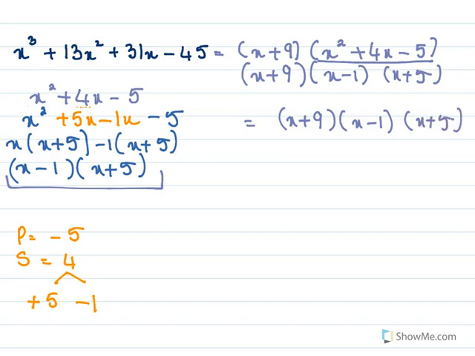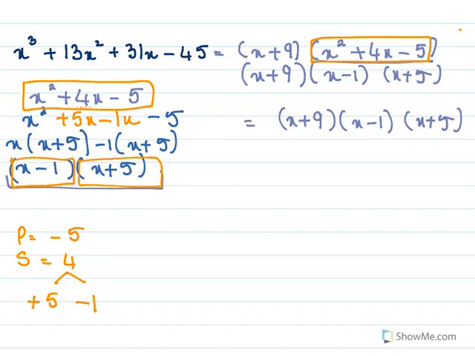Let me just explain this part again. See, the factorization of this is being done here. We got two factors, x minus 1 and x plus 5.